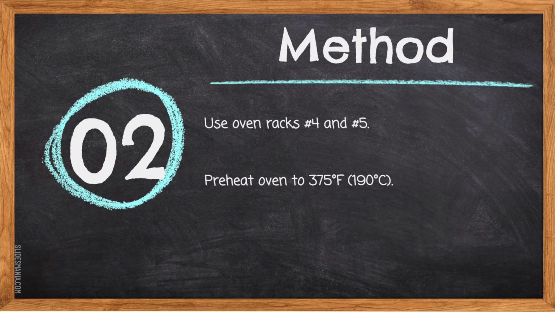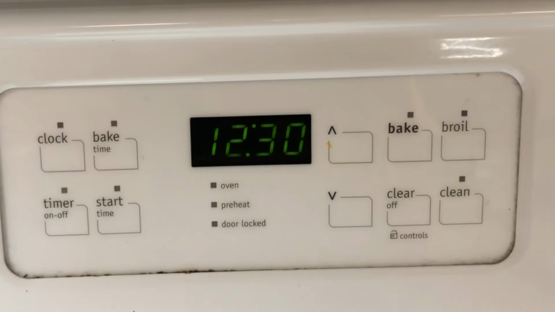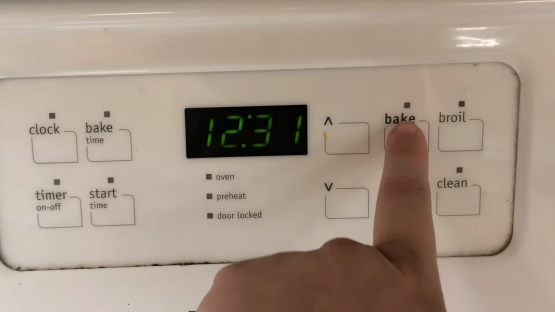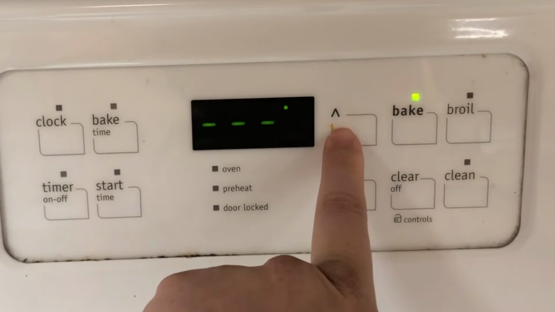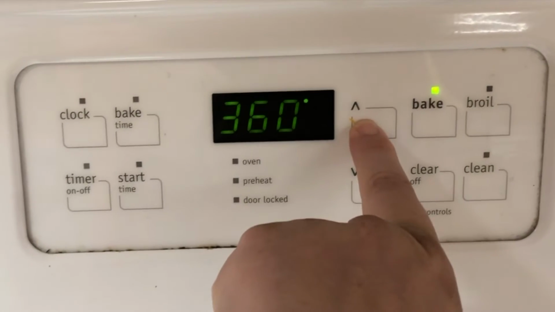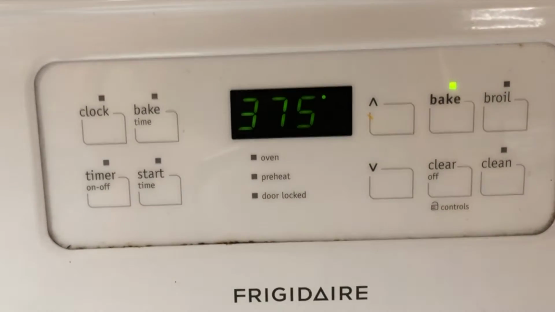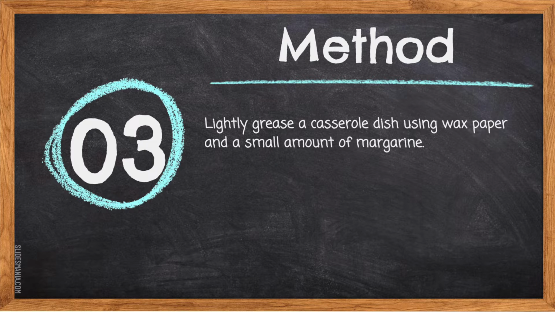Step 2. Use oven racks numbers 4 and number 5. Preheat oven to 375 degrees Fahrenheit, 190 degrees Celsius. We not only cook our pasta in the pot, but we'll bake it in the oven as well today. So it is important that we preheat the oven so it's ready to go when we need to put our macaroni into the oven.